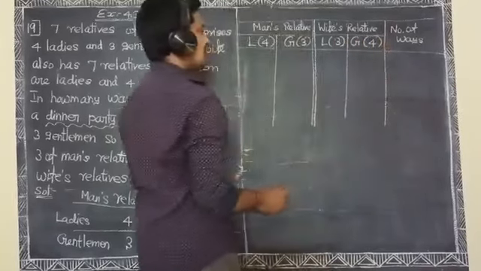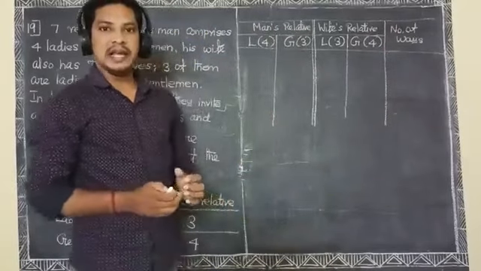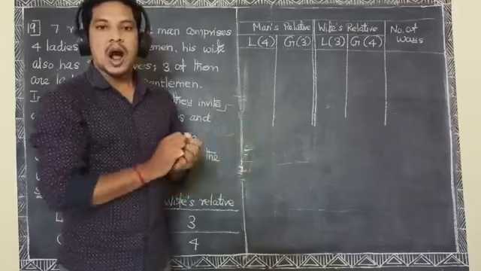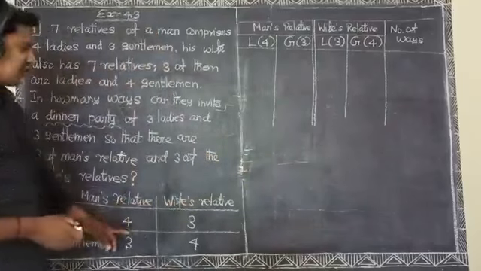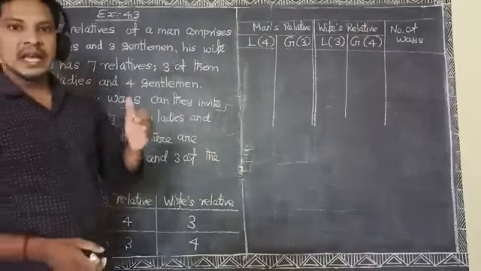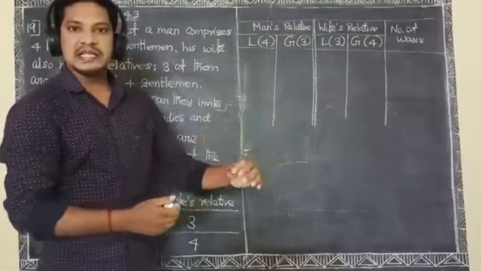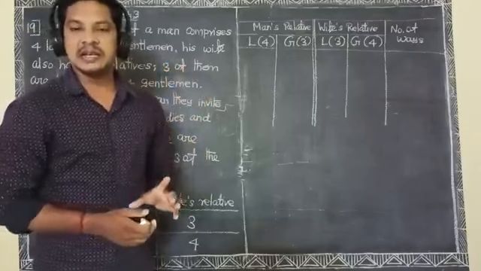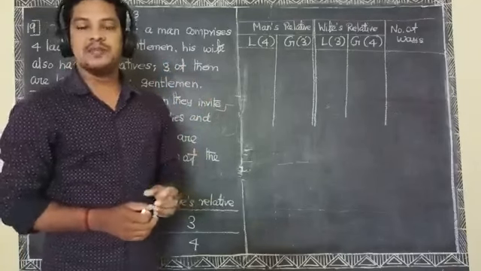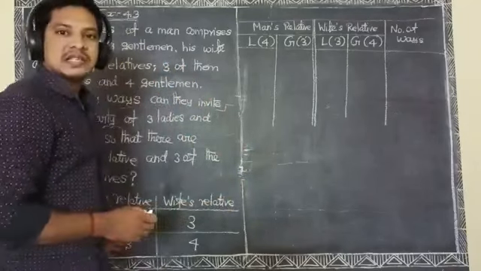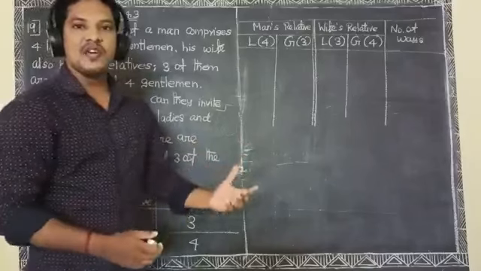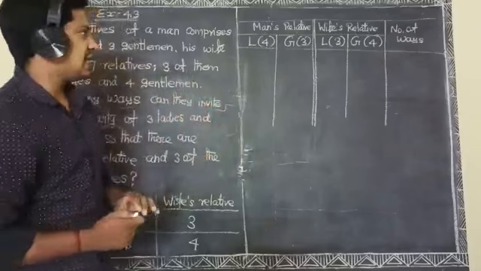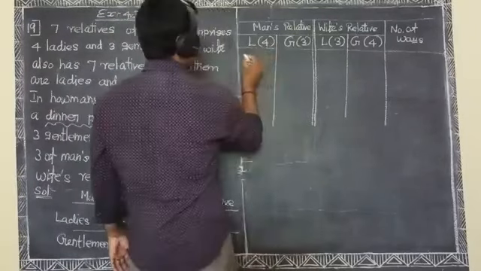Here, a dinner party can be chosen out of totally 14 members, choosing in each combination 3 ladies and 3 gentlemen. That is the condition. Another condition is 3 of man's relative and 3 of wife's relative. This is condition 1 and 2.